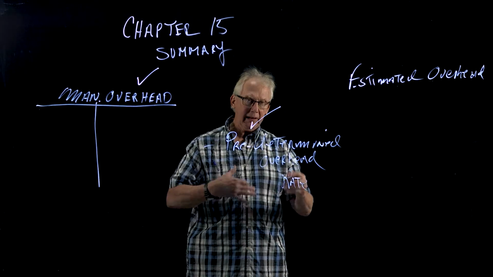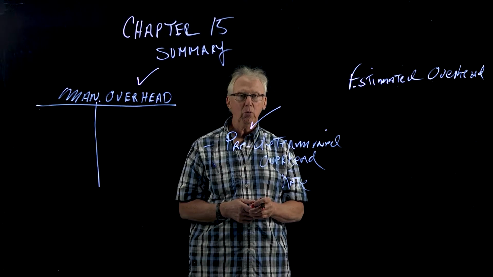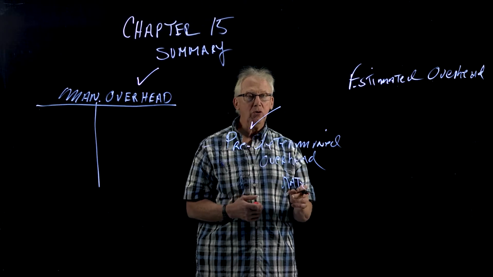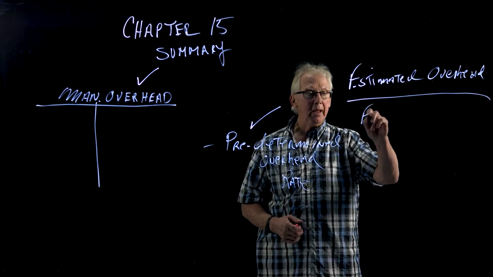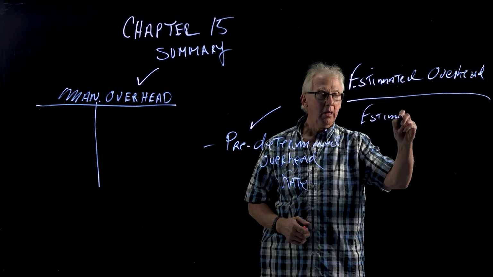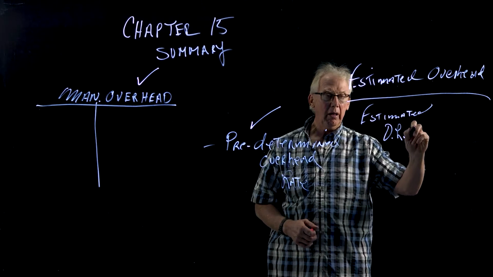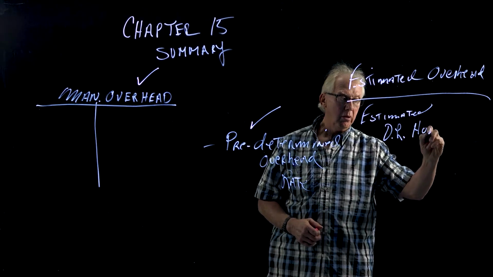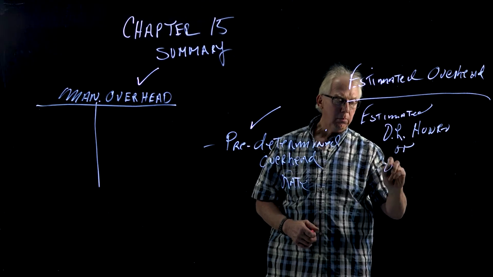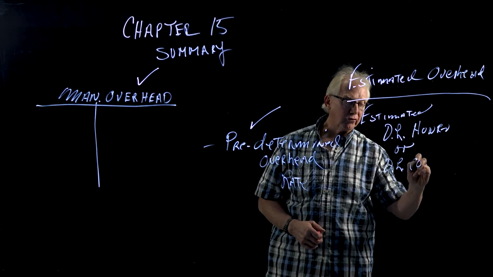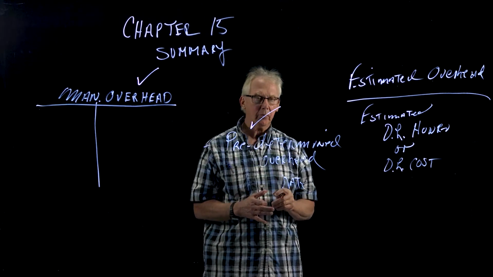Okay? So we come up with this amount of estimated overhead, and then we look at our business, and if we are a labor-intensive type business where we have a lot of employees working, we will use as a denominator estimated direct labor hours or direct labor cost. Okay? If we're that type of a company.